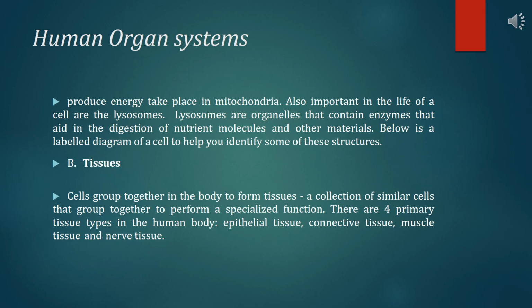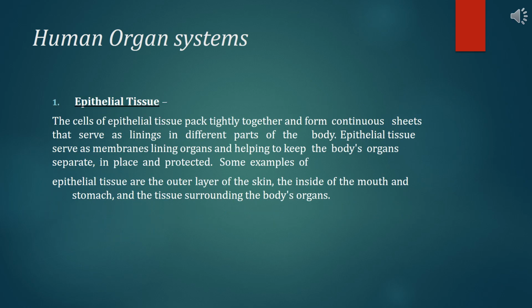B. Tissues. Cells group together in the body to form tissues, a collection of similar cells that group together to perform a specialized function. There are four primary tissue types in the human body: epithelial tissue, connective tissue, muscle tissue, and nerve tissue.